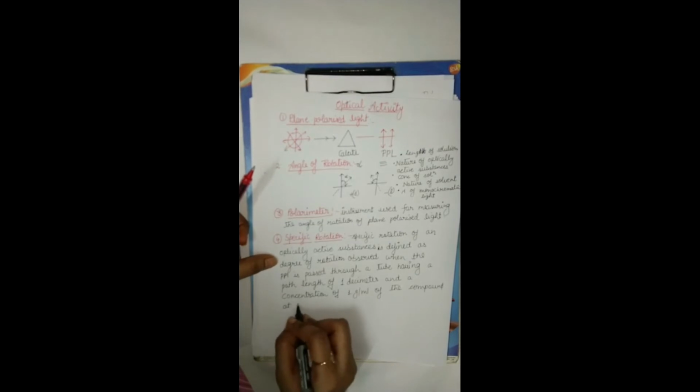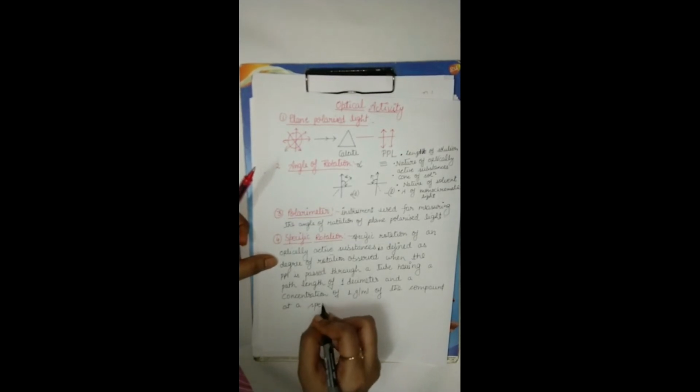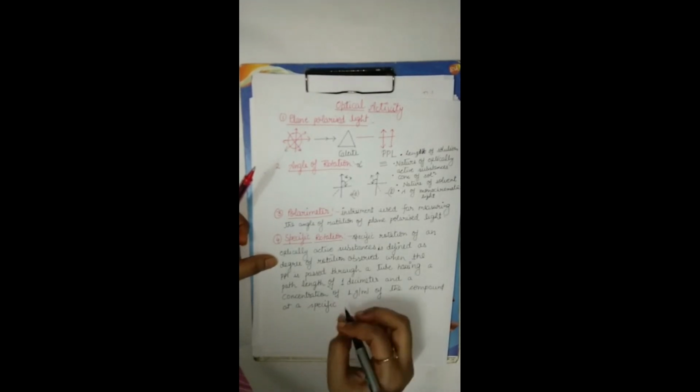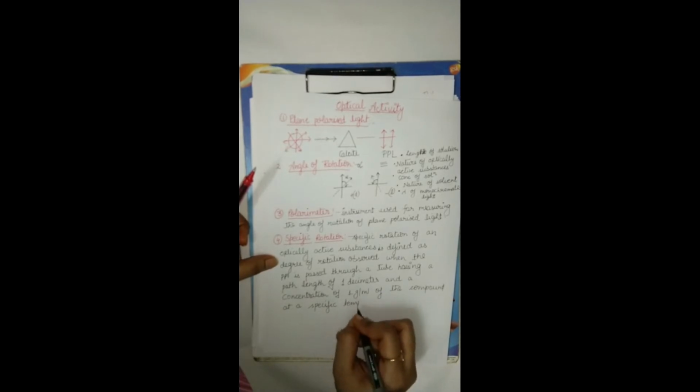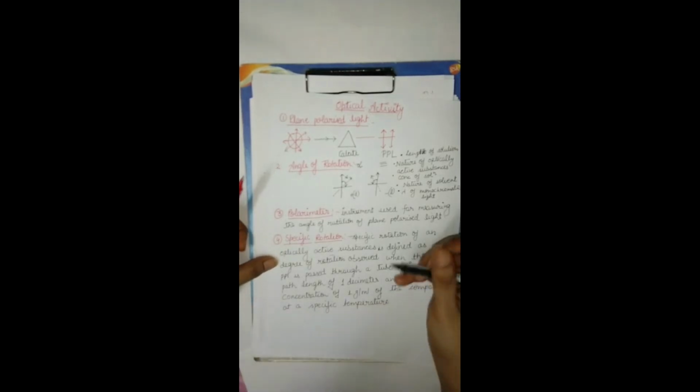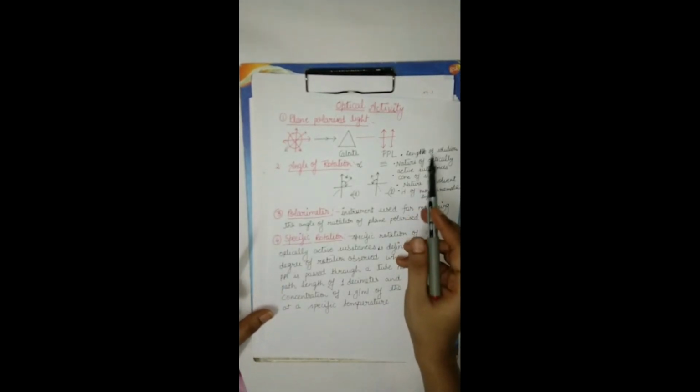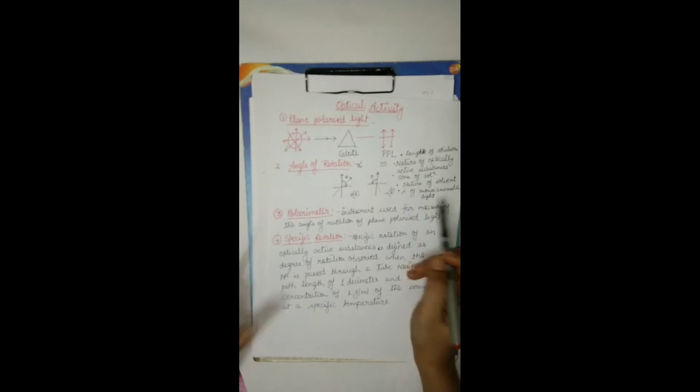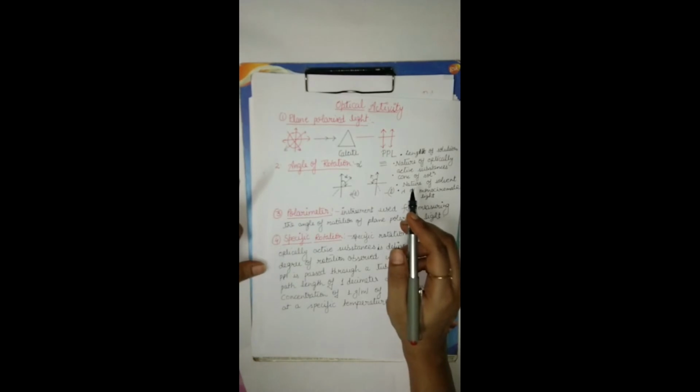at a specific temperature. Okay students, at a specific temperature. I have already told you this depends on the length of the solution, nature of optically active substances, nature of solvent, wavelength of monochromatic light; temperature is also included here. So this is the specific temperature and wavelength.